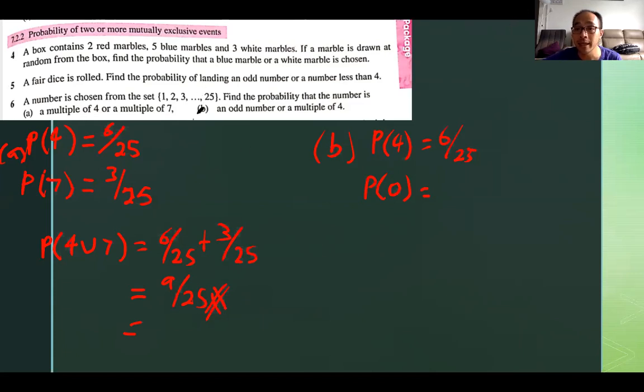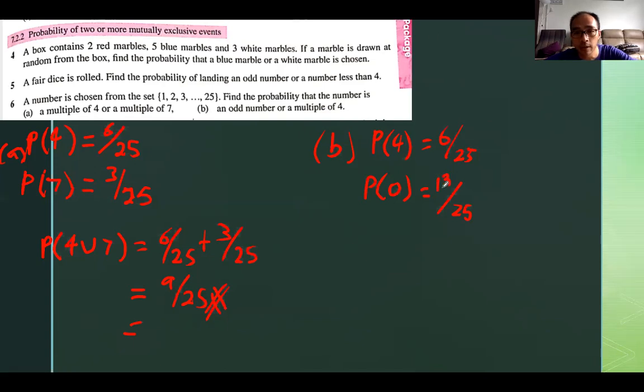Odd number is ganjil. Okay, ganjil. So 1, 2, 3, 5 semua. So the odd number is how many over 25? Some people say 12, some people say 13. Which one is which? Termasuk 1 dan termasuk 25, guys. So dalam sample set is 1 all the way to 25. Okay, so 13. So let's put it as 13.